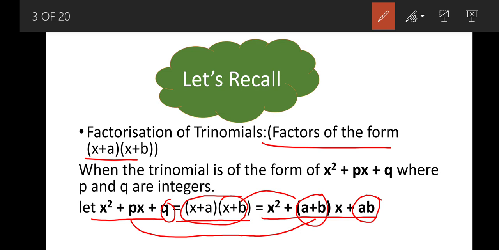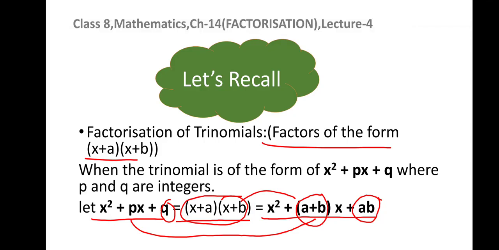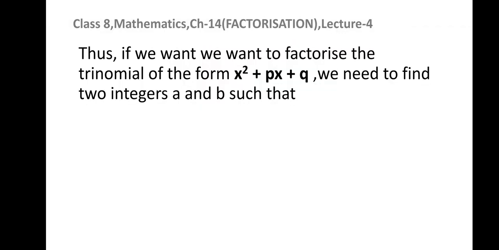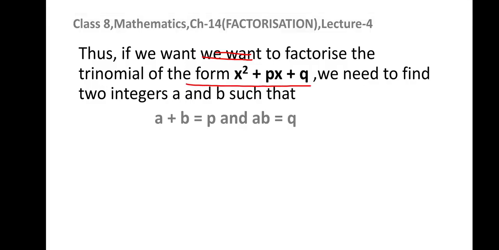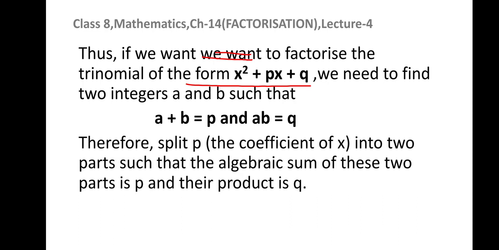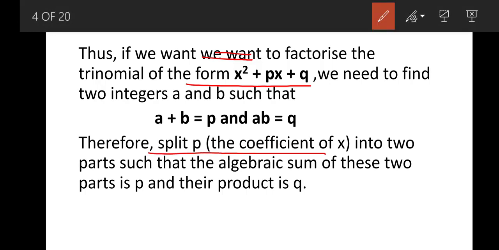We need to express p as the sum of two integers, and q should be the product of those two integers. That is, thus if we want to factorize the trinomial of the form x square plus px plus q, we need to find two integers a and b such that a plus b is equal to p and ab is equal to q. Therefore, split p, that is the coefficient of x, into two parts such that algebraic sum of these two parts is p and their product is q.